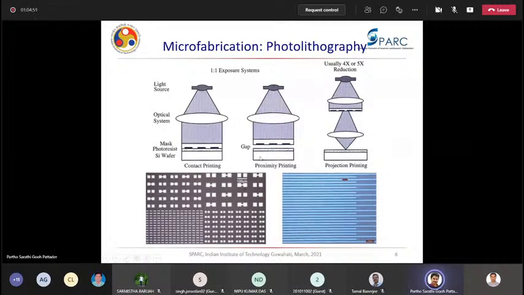But in projection printing, whatever pattern is there, we pass it through a lens so that the pattern is miniaturized. So we can get a very small pattern, maybe a 4x or 5x reduction of the size of the mask. So we are getting a very small scale pattern compared to the mask used. These are two examples prepared using this photolithographic technique.